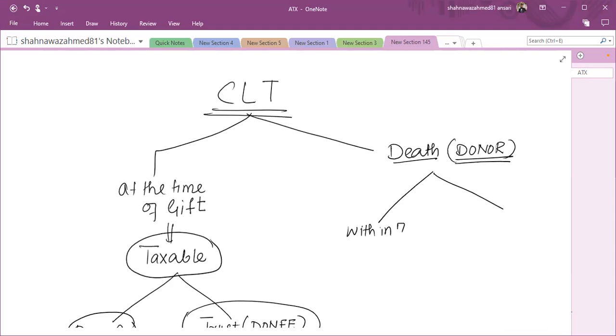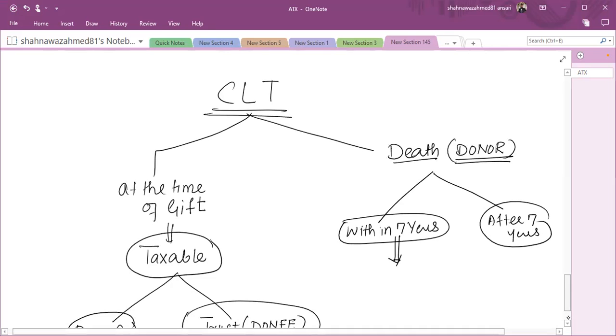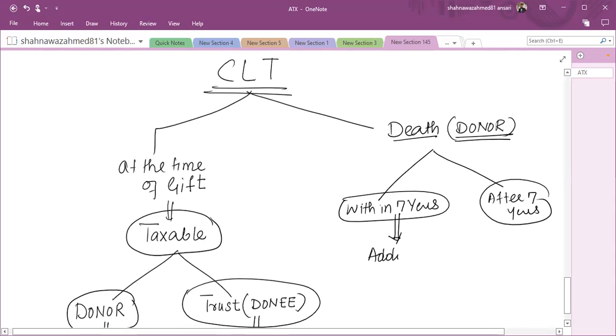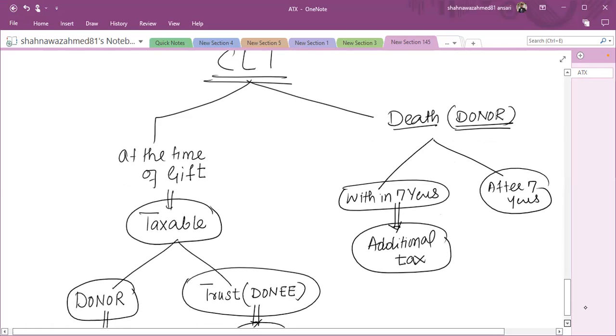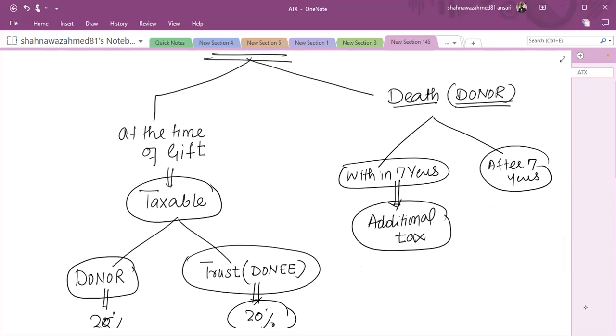If the donor dies within 7 years or survives 7 years. If the donor dies within 7 years, then additional tax is to be paid. And who is going to pay that tax? Who is responsible? It's common sense. At the time of death, the tax is always payable by the donee, that is the trust. And if the donor survives the 7 years, then no additional tax. Only the lifetime tax is paid, no additional tax.